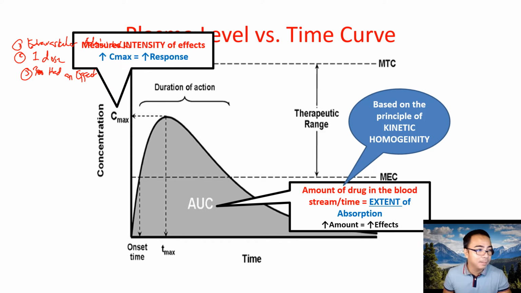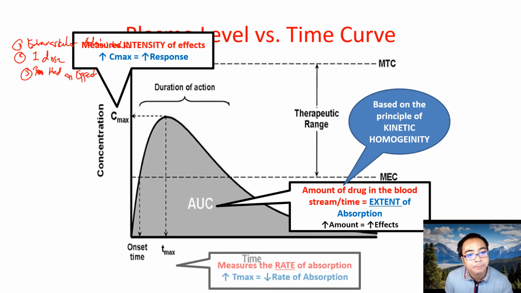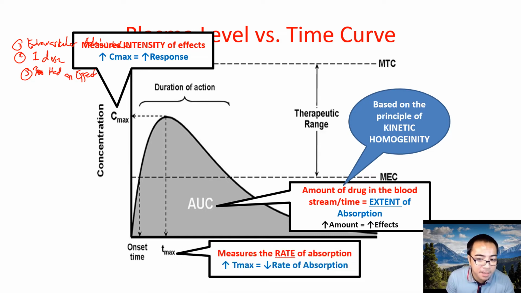Now, Cmax naman, class, on the other hand, measures the intensity of the effect. So the higher the Cmax, we expect, based on the kinetic homogeneity theory, that the drug will also have high response, high effects. So the higher the Cmax, the higher the effect will be. And then Tmax naman, class, on the other hand, measures the rate of absorption. So the higher the Tmax, the slower the drug is being absorbed.